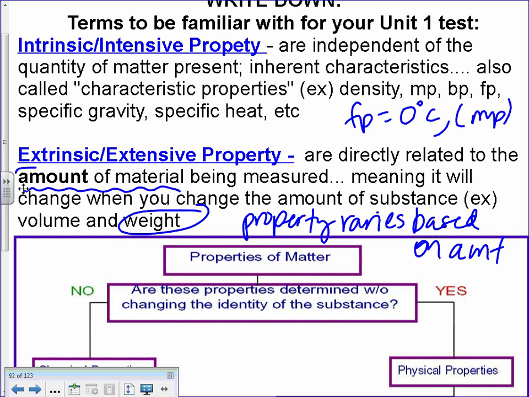Specific heat capacity has units of joules per gram degree C, and they're a ratio, and it doesn't matter how much you have of the substance, it's always the same number. So inherently, the amount of matter doesn't matter. It's just an inherent characteristic. Can you compare and contrast those verbally if you had to on your test?